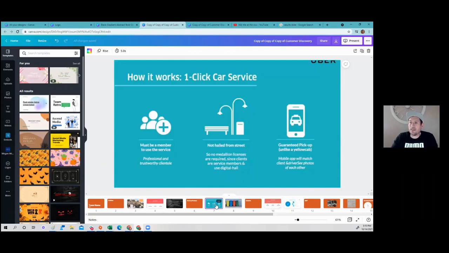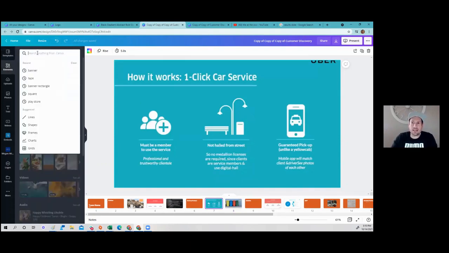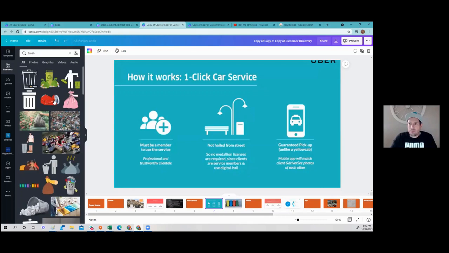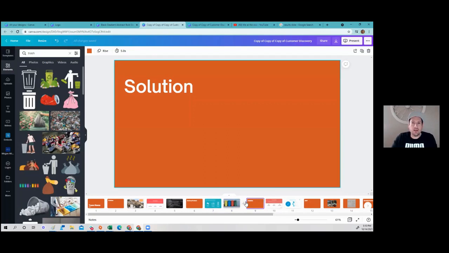So once again, just emphasizing use icons. If you're using Canva, Canva has a bazillion icons, so pretty much anything. So if I had trash, I'm going to have an icon, a truckload of icons. So usually there's an icon and some type of brief description. I even think this is a little bit much for text, but it's okay.